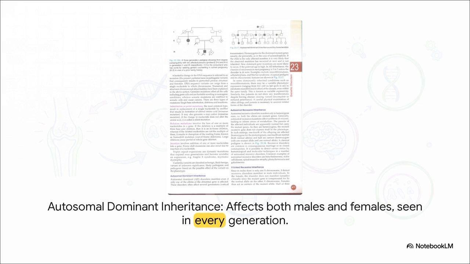What are the dead giveaways? Well, first, the trait shows up in every single generation. It doesn't skip. Second, if you're affected, you have a 50% chance of passing it to each of your kids. And third, it affects males and females pretty much equally.